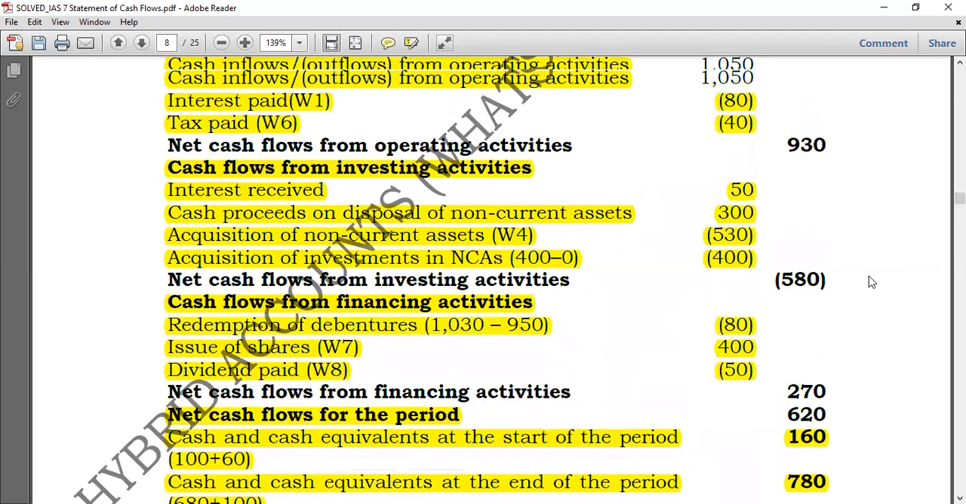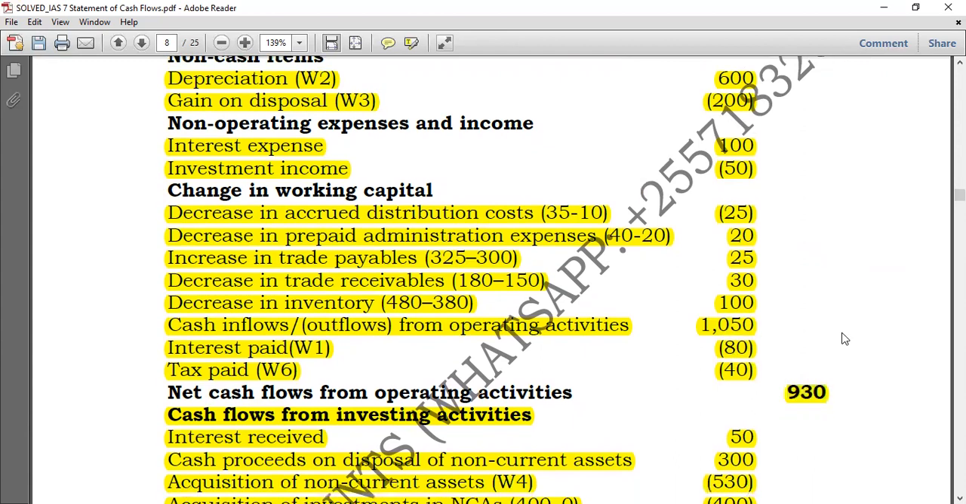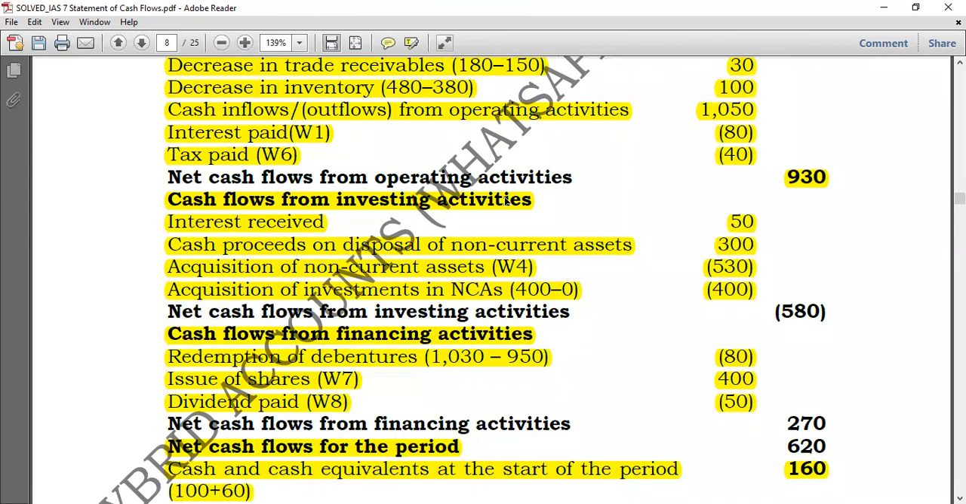So after this, you are done and you just have to take the sum of your figures. So if you start 600 less 200, you just call your figures here, you would obtain 1,050. This is cash generated from operating activities. If you less 80 and 40, you remain with 930, right? And if you come down here for investing activities, you would have 50 plus 300 less 530 less 400, you would have negative 580. And down here under financing activities, negative 80 plus 400 minus 50, you obtain 270. If you sum them, it's 930 plus 270 minus 580, you remain with 620.